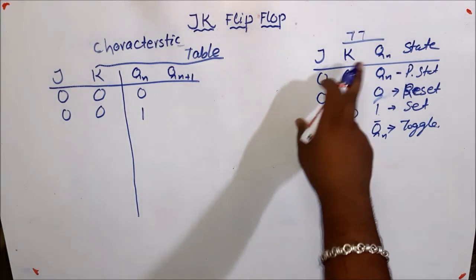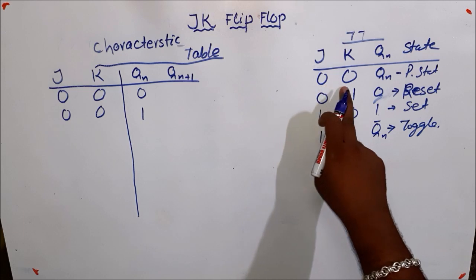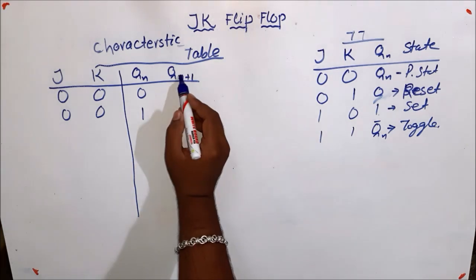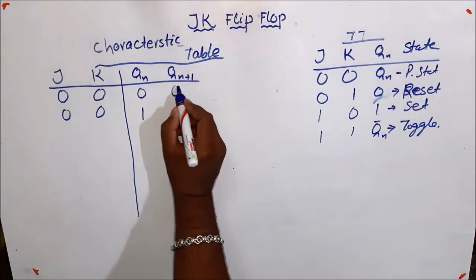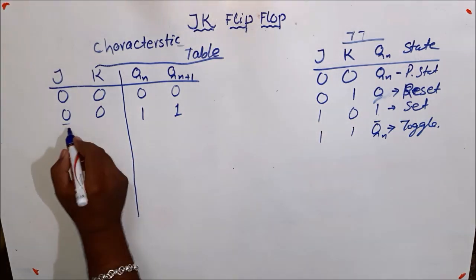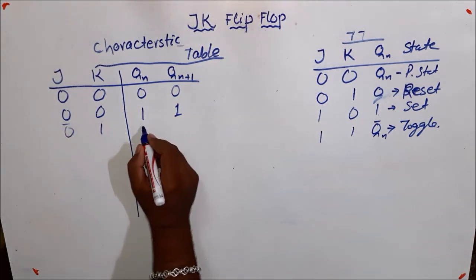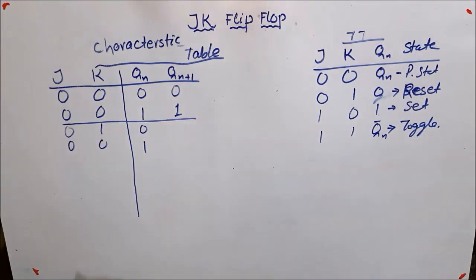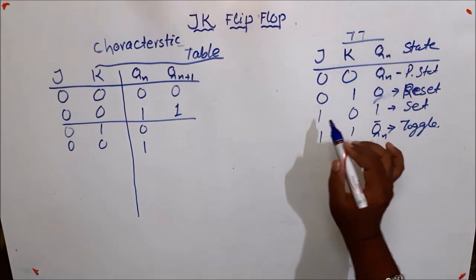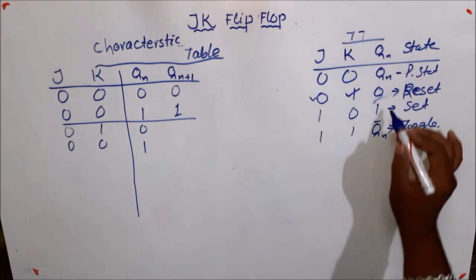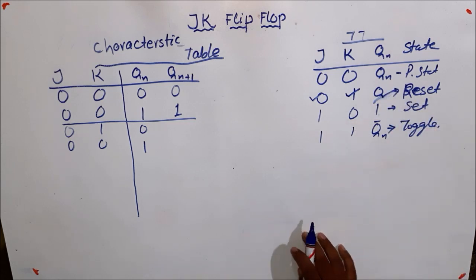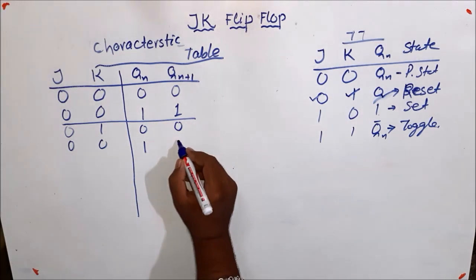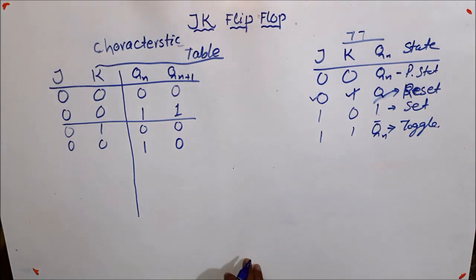And from the truth table we have seen that for 0 and 0, the next state will be the previous state, right? That means the next state will be equal to the previous state. It is 0 here, it is 1 here. For 0 1, we have two combinations, 0 and 1. Likewise we write 0 and 1. So from the truth table we see when J is 0, K is 1, the state will always reset. So irrespective of the value of the previous state, the next state must be reset. That means the next state must be 0.